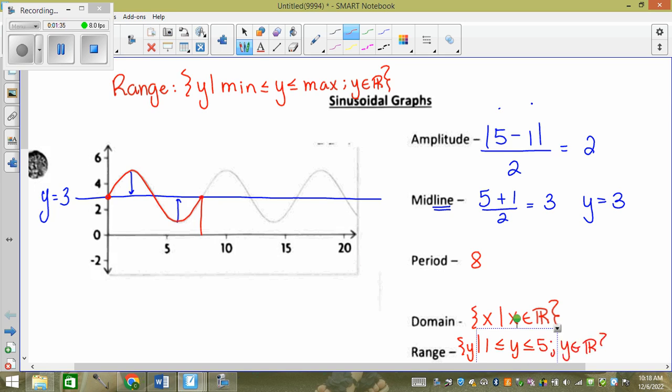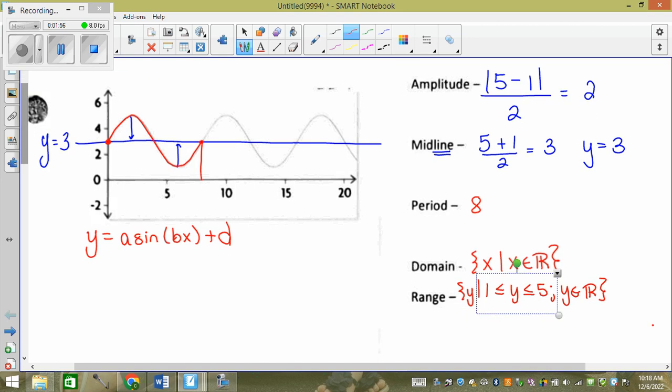Now we need to go to our equation. So I gave you the basic equation. I said it was y equals a sine bx plus d. There was no c in it. If there was a c, I had to give it to you, but there is no c because there's no horizontal translation. How do I get the a value? Where does it come from? The amplitude. So we are going to go y equals plus or minus 2. Now will we keep the plus or minus?